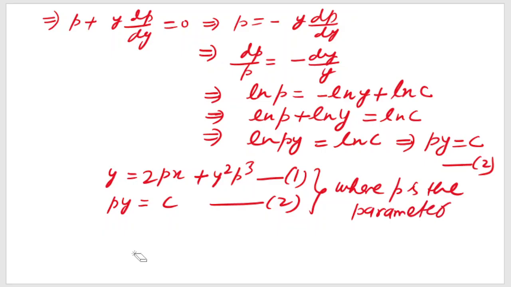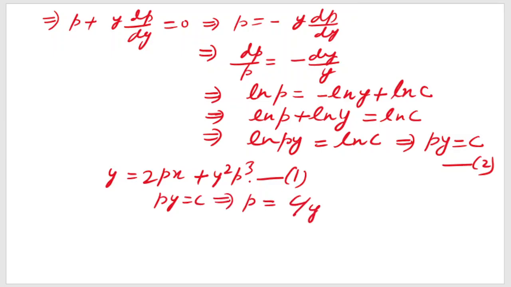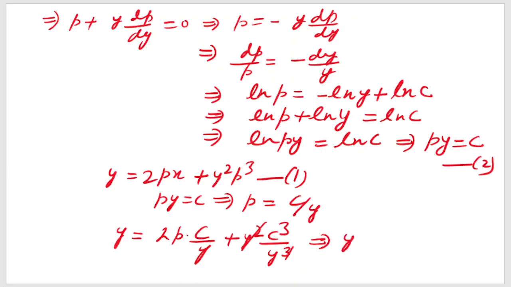So in spite of writing the solution like this, I am not going to write it like this, because we can easily eliminate p. So I am going to eliminate p from this equation. So how to eliminate p? Since py is equal to c, this will give me p is equal to c by y, and I will substitute c by y in the equation 1. So I will get 2p into c by y plus y square, and p cube will be equal to c cube by y cube. So y square and y cube cancel. Now we have y, so we can multiply both sides. I will get y square is equal to 2.